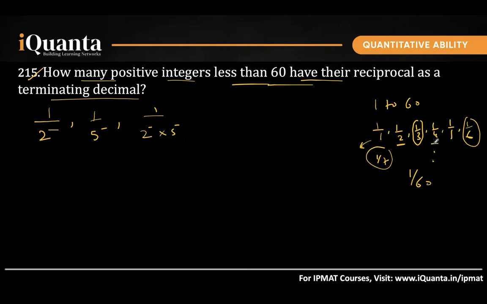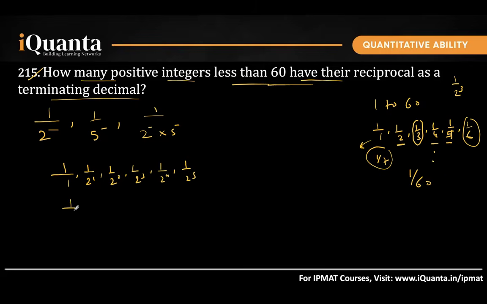So 1 by 2 terminates, 1 by 4 terminates, 1 by 5 terminates, 1 by 8 terminates, because 8 is 2 cube, right? So that means 1 upon 2 to the power something. How many such fractions are there? 1 upon 1, 1 upon 2 to the power 1, 2, 3, 4, 5, not 1 upon 2 to the power 6, because 2 to the power 6 is 64.